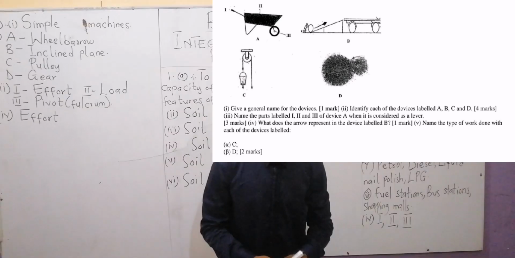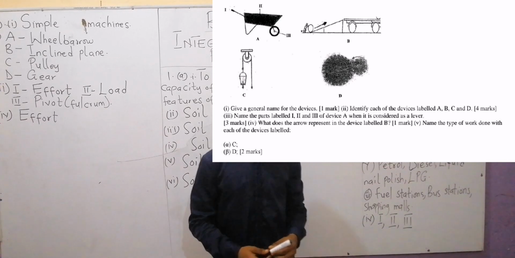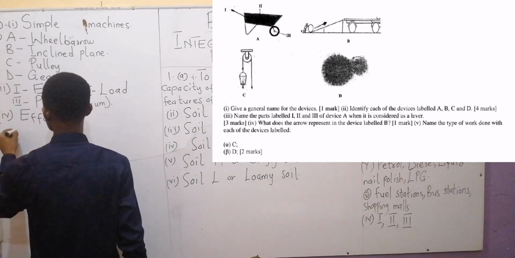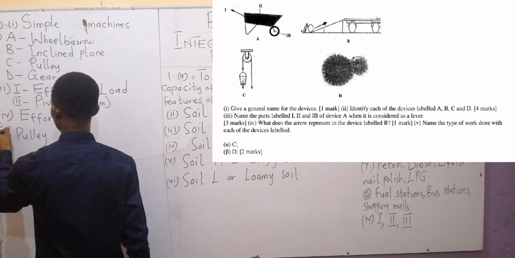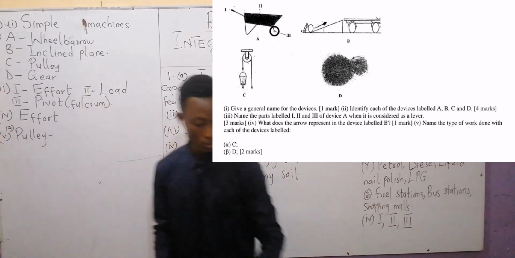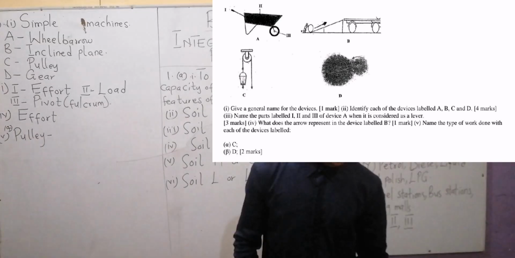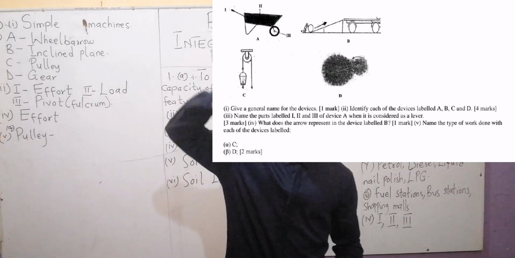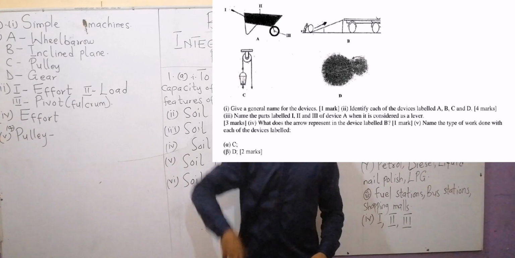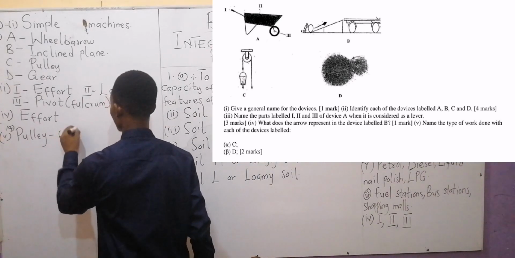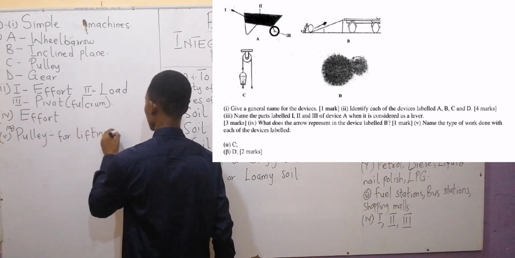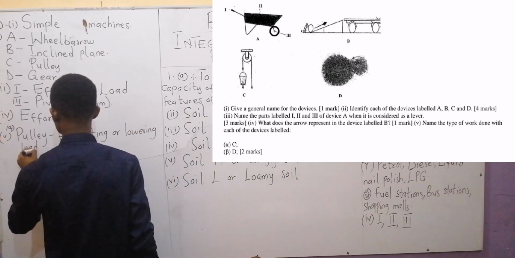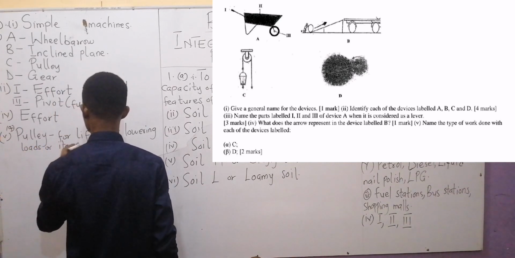Effort. Now V. Name the type of work done with each of the devices labeled C and D. So C and D. Pulley. That is alpha. What do we use a pulley for? Mostly we use a pulley for lifting heavy things, heavy loads, either lifting them or lowering loads or items.